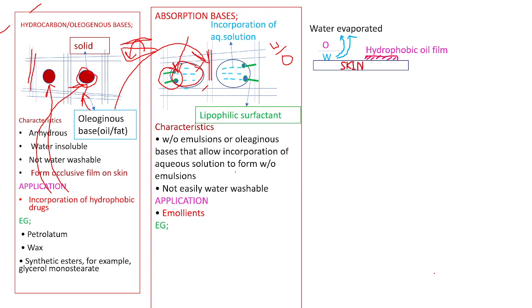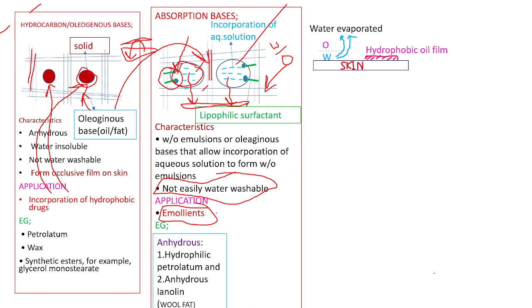These are not easily water washable. Even though they contain water, they are not easily water washable because the main base, the continuous phase, is oil or fat in nature. This will act as an emollient. What is the meaning of emollient? It is a formulation that contains water, and this water can be added to the skin. Because of this absorption property, it will add water to the skin. Hence, these are emollients.